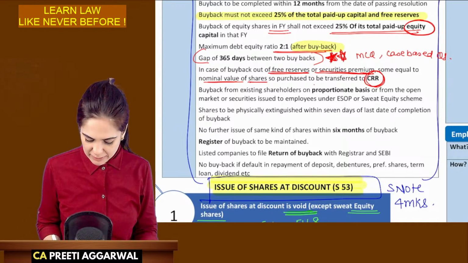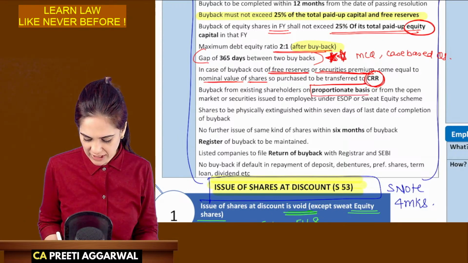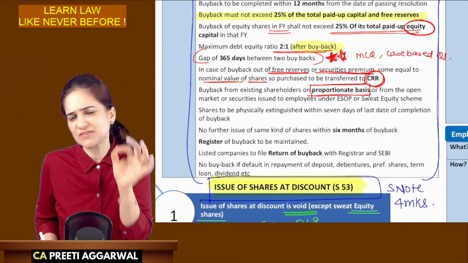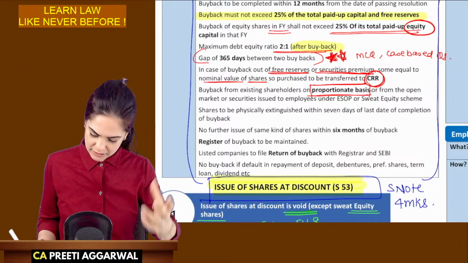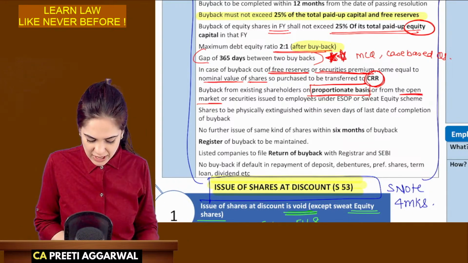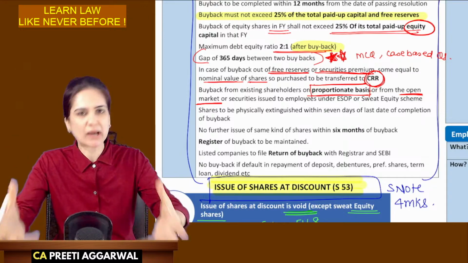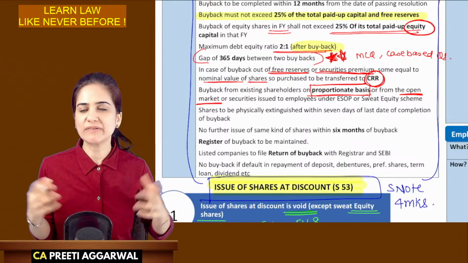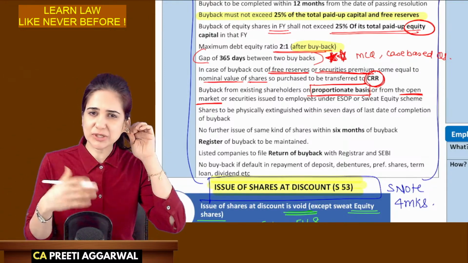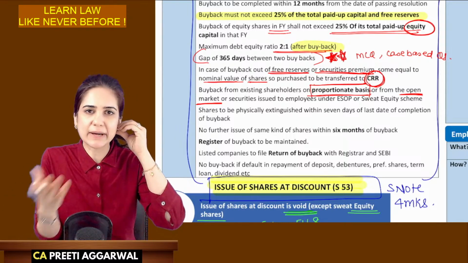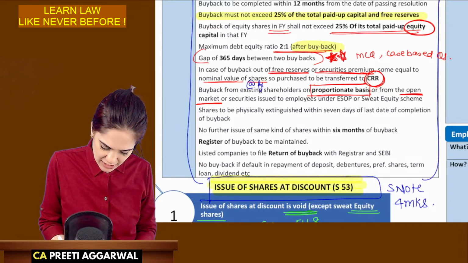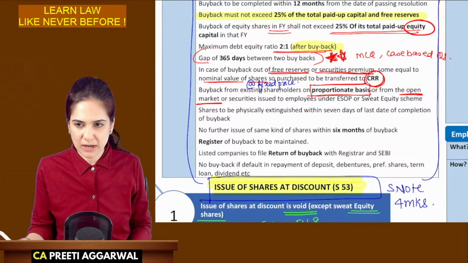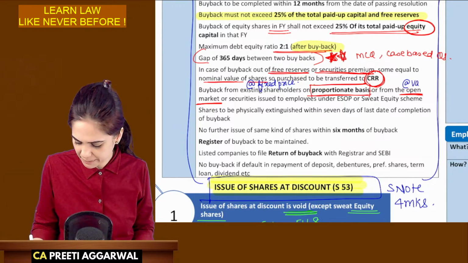The buyback will be on a proportionate basis from the existing shareholders. Generally, if it is from the existing shareholders, it is at a fixed price. But if it is from the open market, then it is at varying prices. I just pick up from the market, so nobody will come to know whether my share has been bought back by the company or not. So from the existing shareholders it is generally at a fixed price, but in case of open market, it is generally at varying prices.